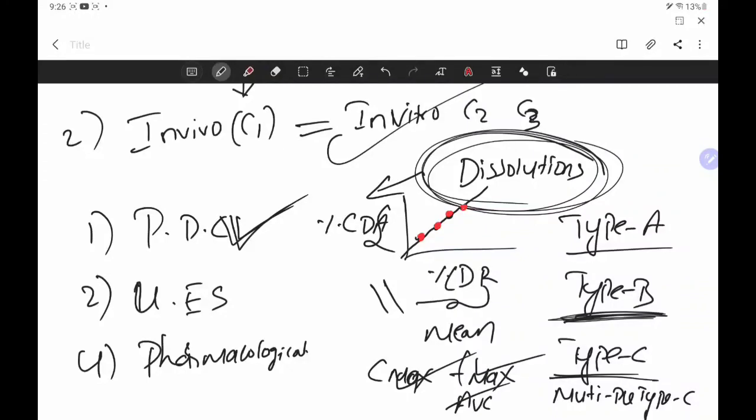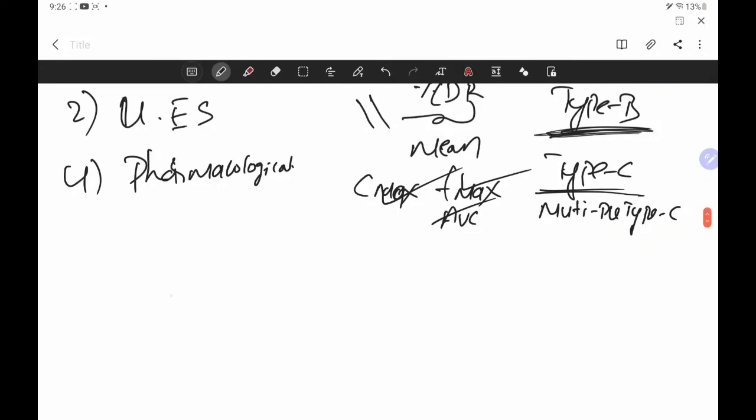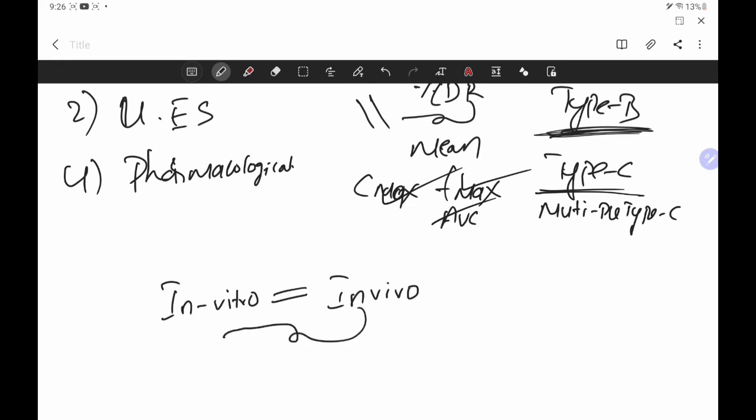So after doing all these studies, what I will come to know is that whatever method I developed in vitro has good correlation with in vivo. When it has good correlation with in vivo, that is, whatever studies I am conducting in dissolution, percentage cumulative drug release in the dissolution is equal to percentage drug absorbed in vivo. In such a case, there is no need of conducting in vivo studies, go directly to in vitro studies.